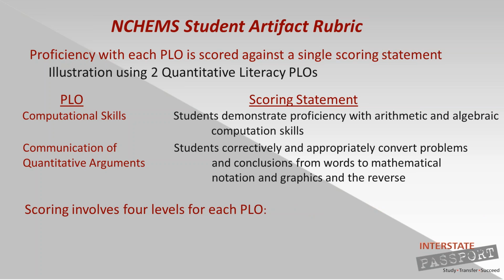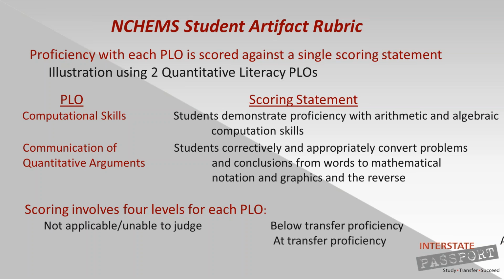So for each of these scoring statements, there are 4 levels against which the student artifacts will be judged, and one of these scores applied to each student artifact. Either the artifact is not applicable or it's not possible to judge the extent to which the artifact relates to the scoring statement, or the relationship of the student artifact will be below transfer proficiency for that particular scoring statement, or at transfer level proficiency or above transfer level proficiency.